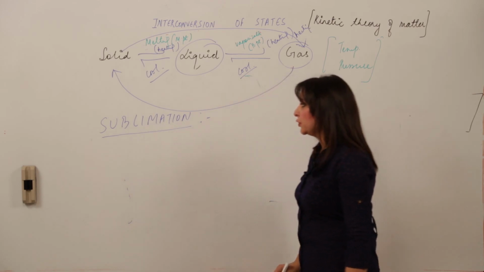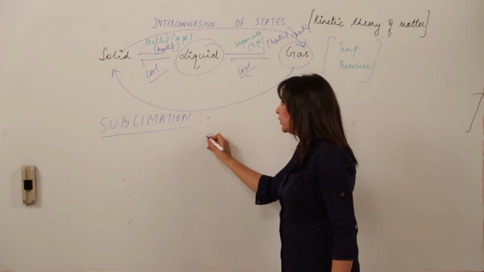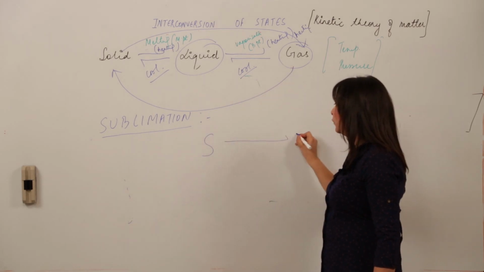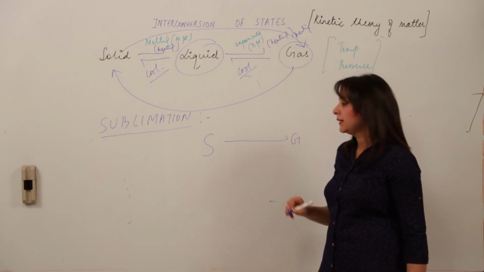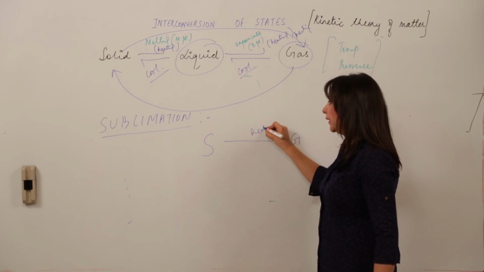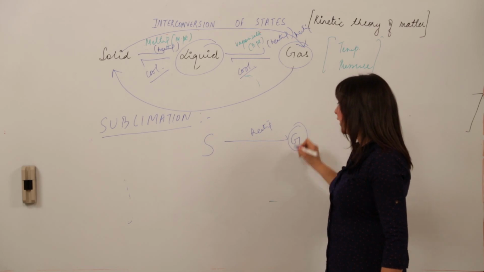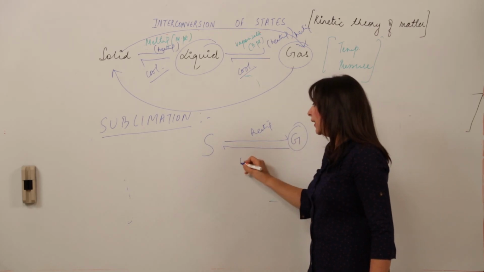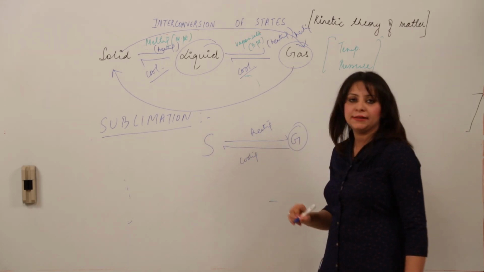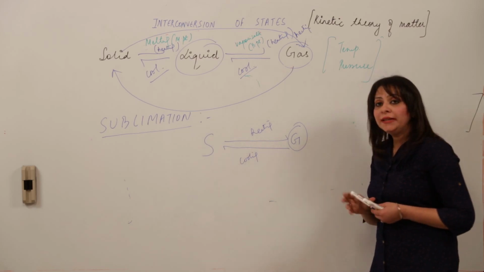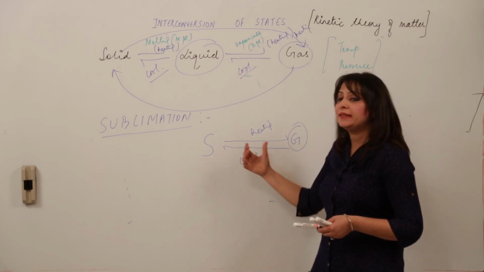So what is sublimation? It is a process in which a solid directly converts into the gaseous state. And how? By heating. And this gaseous state, on cooling, can again form the solid state. There are special names which are given to these states.